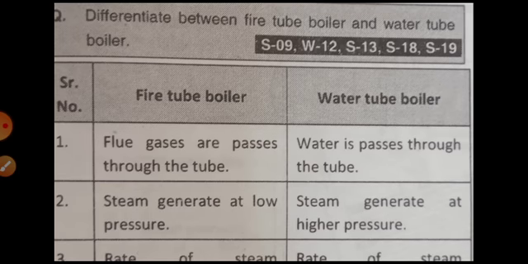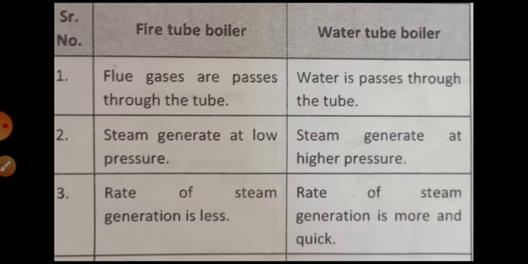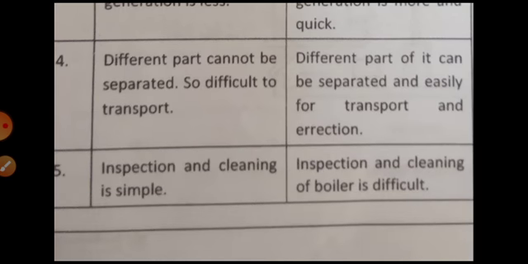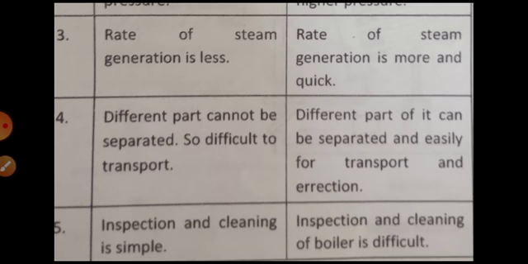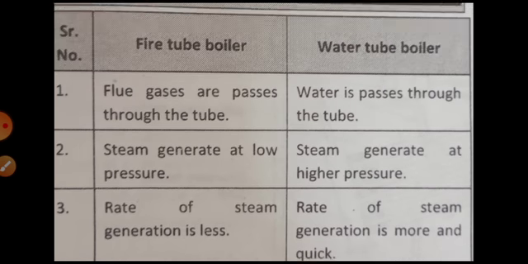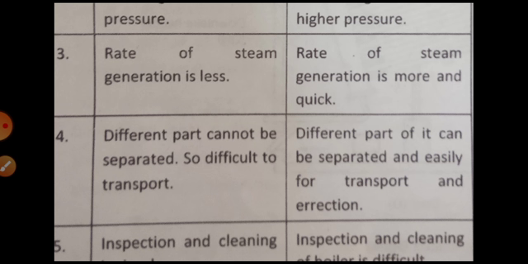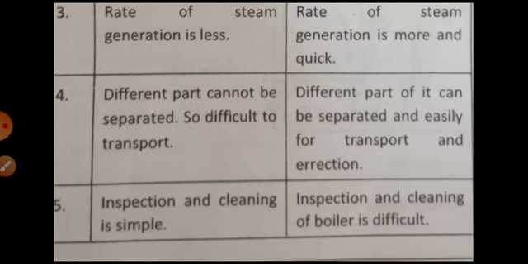Let's study the difference between them. Fire tube and water tube boiler. In fire tube, gases are passed through tubes. In water tube, the water passes through the tube. In fire tube, steam is generated at low pressure, and in water tube, steam is generated at high pressure. Rate of steam generation is less in fire tube, and in water tube boiler, rate of steam generation is more and quick. In fire tube, different parts cannot be separated, so it is difficult to transport. In water tube, different parts can be separated and are easy to transport and erect.